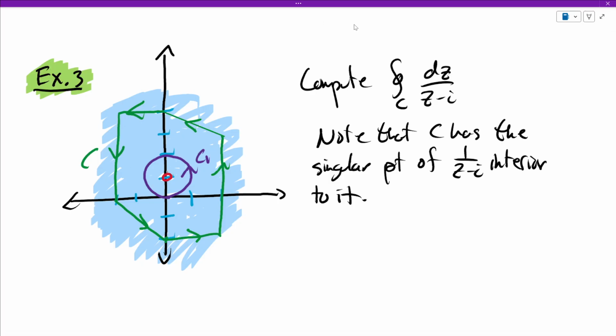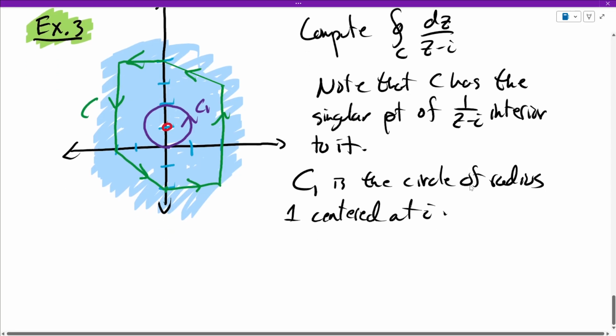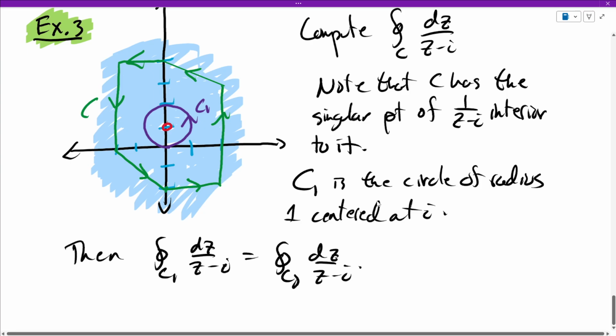So what's C1? C1 is going to be the circle of radius 1 centered at i. All right, and we're going to use the fact that C1 can be deformed into C to see that the integral over C1 of dz over z minus i is the integral over C of dz over z minus i. So we can just integrate over C1 instead because it deforms into our original contour.